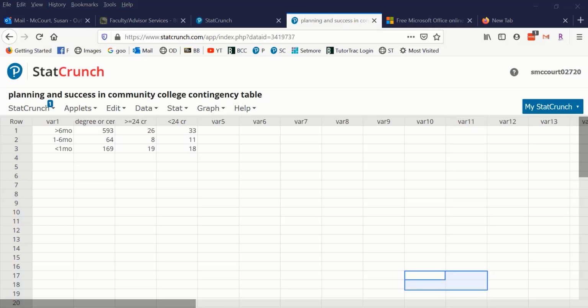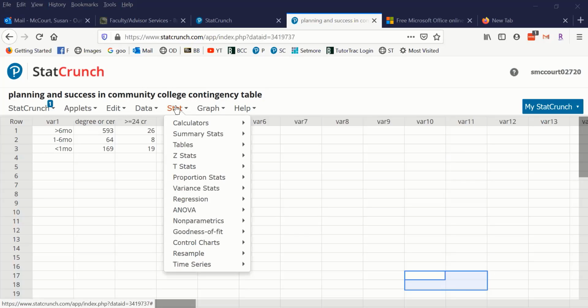So number 6 is having us look at a contingency table and asks us to use StatCrunch to calculate the conditional distribution of the response variable. The contingency table is found in StatCrunch in our group under Planning and Success in Community College Contingency Table. To do the contingency table, we're going to do Stat, Tables, Contingency, With Summary.